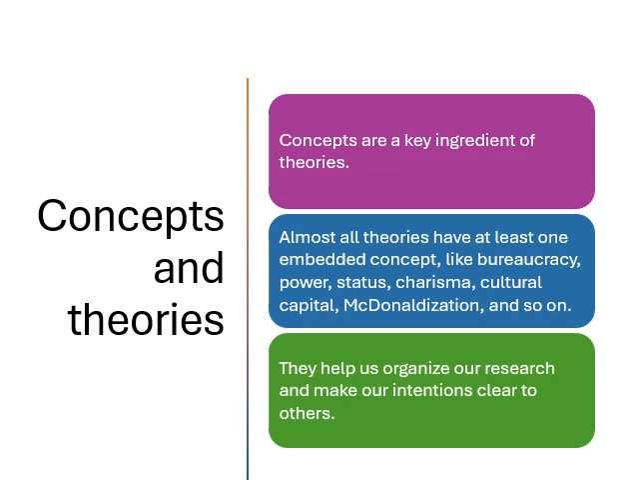Bureaucracy is central to Max Weber's theory of organizational structure and efficiency. We look at things like power, which is a core concept in political science and sociology, central to theories about governance and social influence. Charisma, another concept introduced by Weber, explains how certain leaders gain authority. Cultural capital explains how non-economic resources like education affect social mobility. McDonaldization, a concept introduced by George Ritzer, describes the spread of the principles of fast food restaurants to other sectors of society.